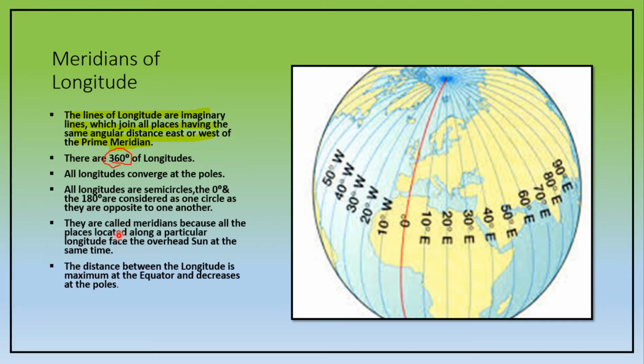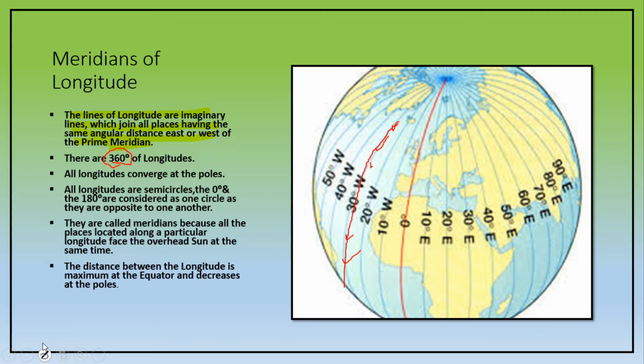Why are they called meridians? They are called meridians because all places located along a particular longitude will face the overhead sun at the same time. So if we have a place over here that is at 30 degree, another place is over here, another is over here, another in the southern hemisphere, irrespective of which side of the hemisphere they are on, they will all see the overhead sun at the same time when this longitude faces the sun.